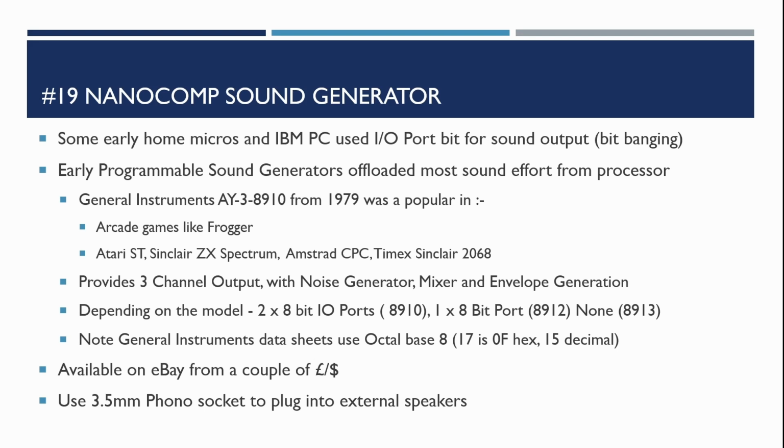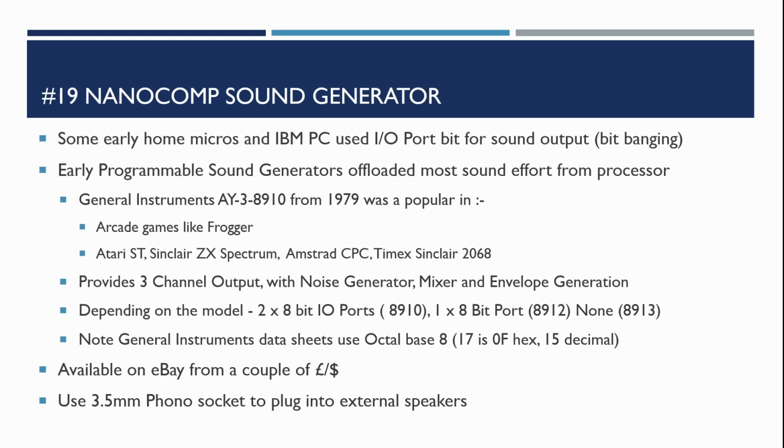we'll be looking at is the General Instrument AY3-8910, quite often just known as the 8910. This was used in arcade games such as Frogger, and also some of the second generation home micros. What this chip does is provide a 3-channel output with a noise generator and the ability to mix and determine the envelope for the signal as well. This allows more sophisticated sound generation than the bit banging approach is capable of.